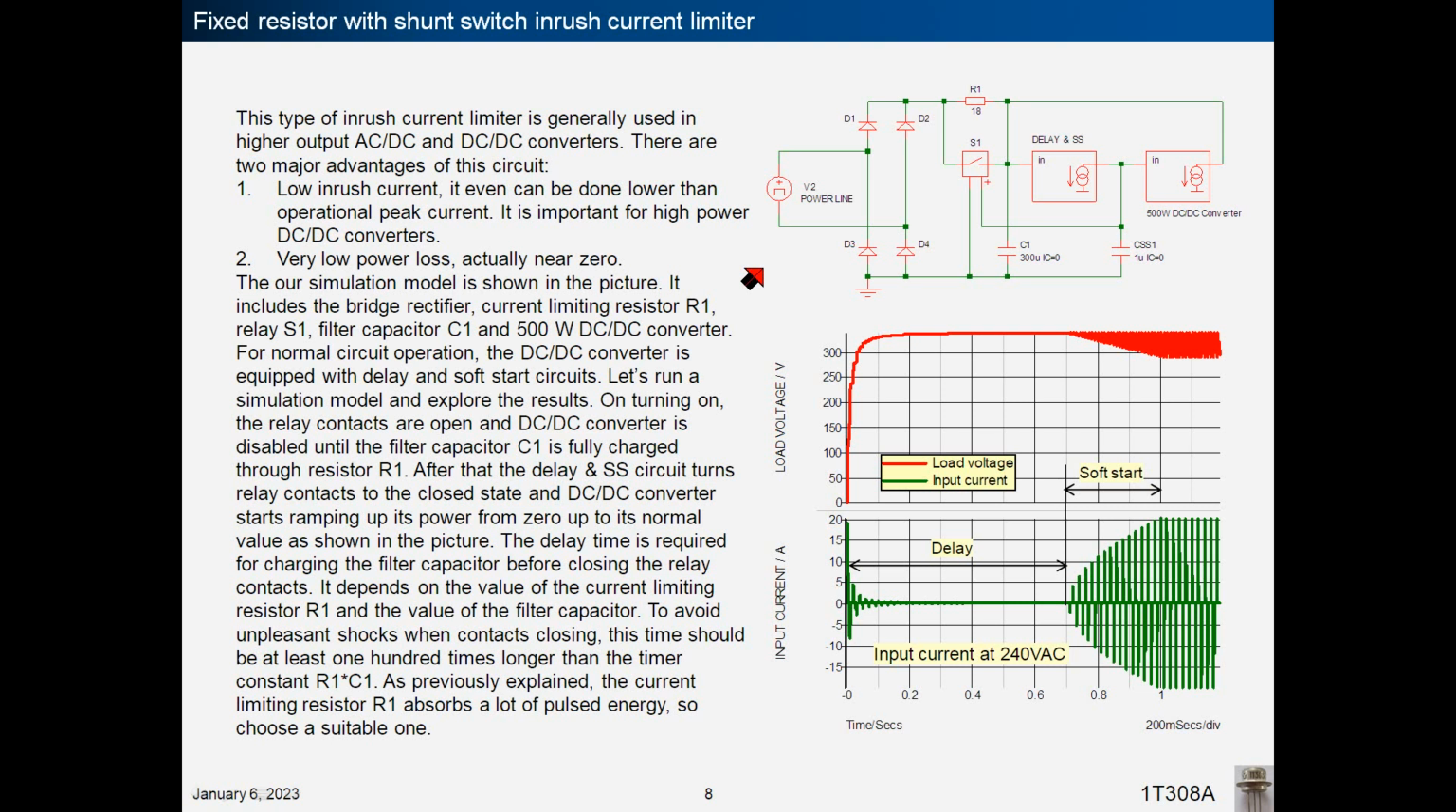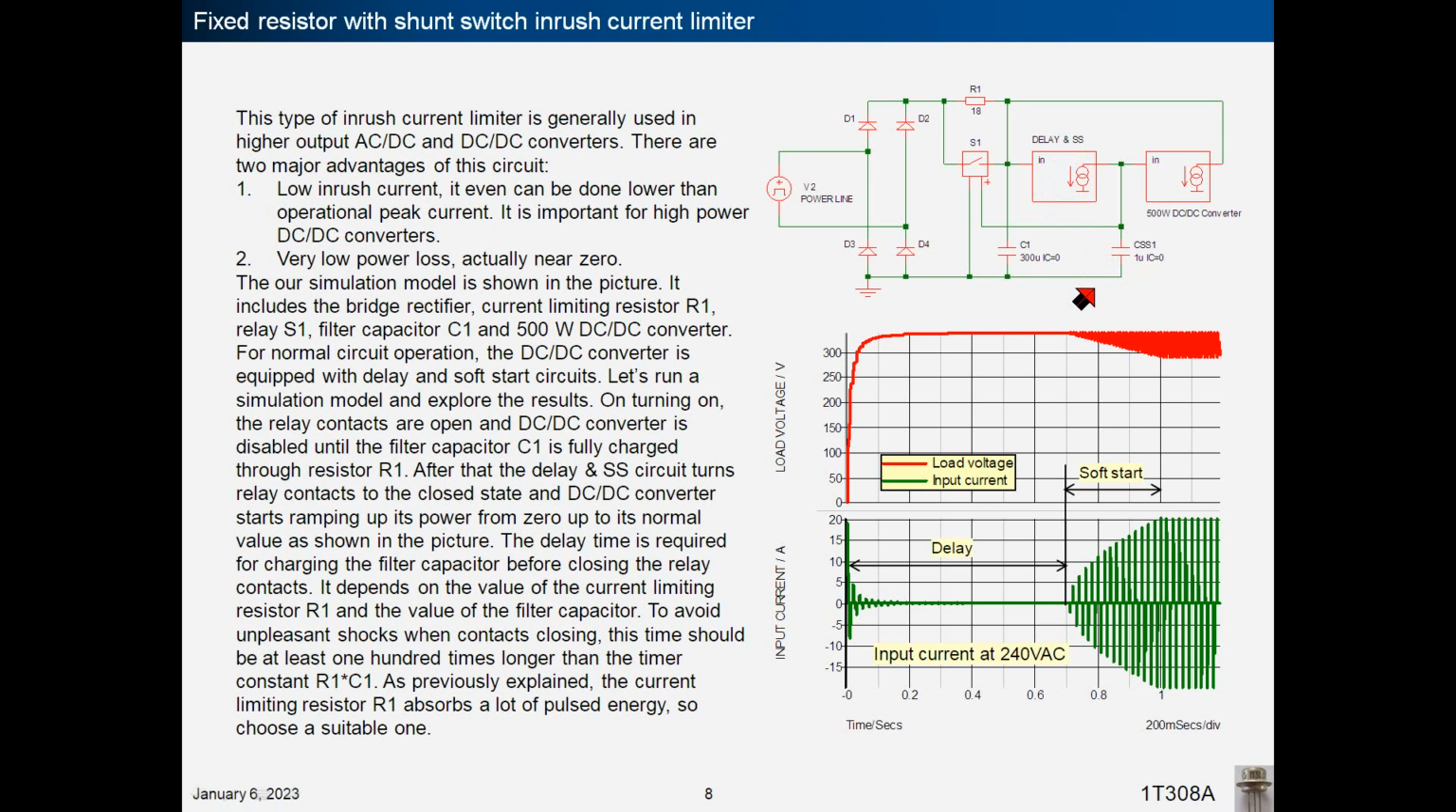The simulation model is shown in the picture. It includes the bridge rectifier, current limiting resistor R1, relay S1, filter capacitor C1, and 500 watt DC-DC converter. For normal circuit operation, the DC-DC converter is equipped with delay and soft start circuits. Let's run a simulation model and explore the results.